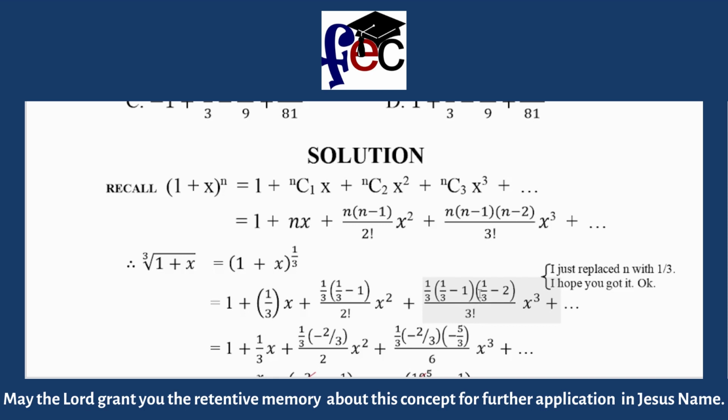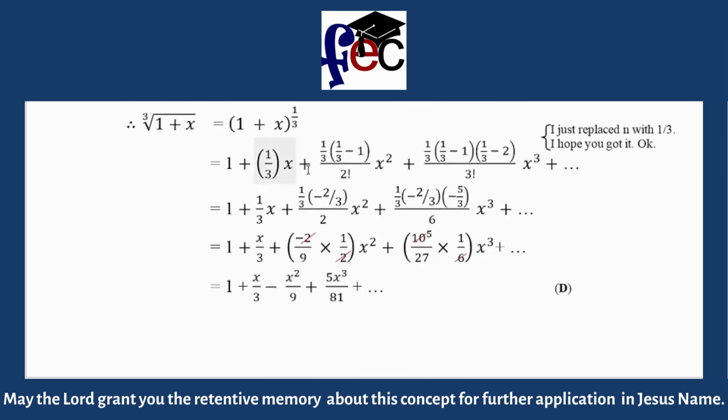Now if I decide to evaluate this coefficient, I'll be left here with 1 over 3. Here I will have 1 over 3 multiplied by minus 2 over 3. Here I will have 1 over 3 multiplied by minus 2 over 3 multiplied by minus 5 over 3. Now the evaluation of this numerator will give me minus 2 over 9. Then this denominator can be written as 1 over 2 multiplied by 1 over 2. Then I have x squared. The entire numerator here, 1 over 3 times minus 2 over 3 times minus 5 over 3 will give me 10 over 27. Okay. Then this denominator can be written as the product of 1 over 6. Then I have x cubed.